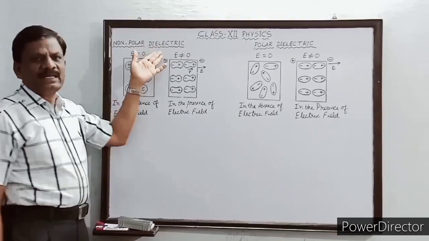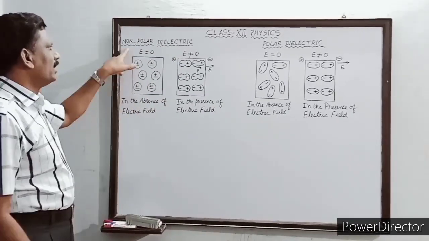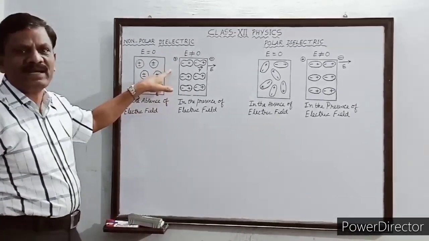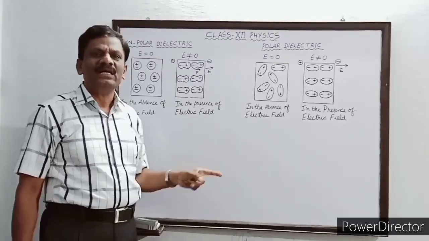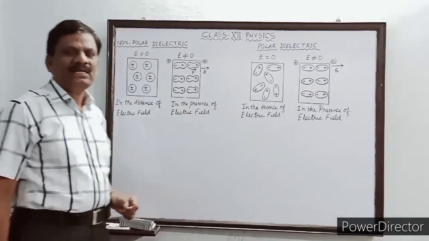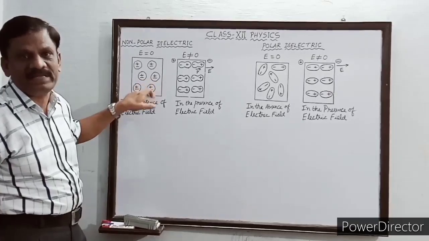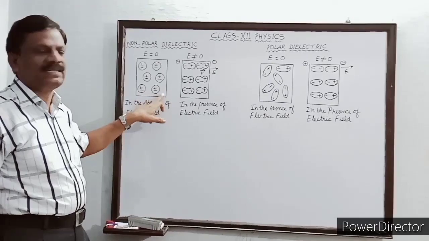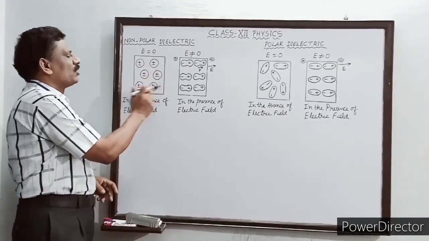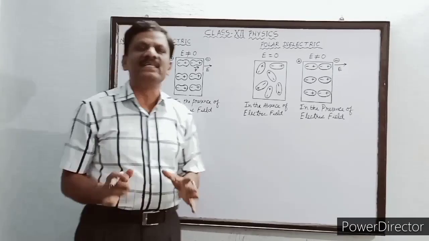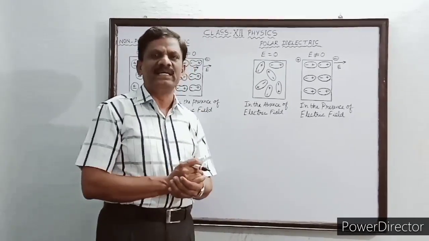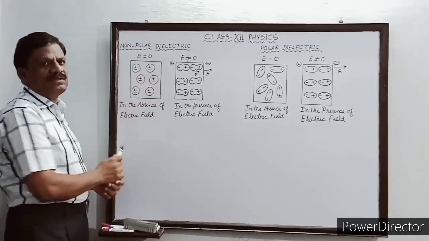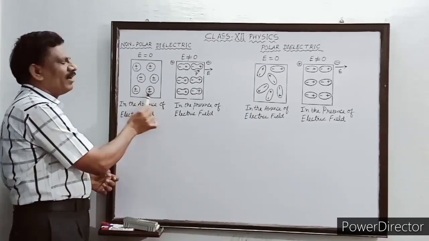A non-polar dielectric is made up of non-polar molecules. You can see here the first picture is a rectangular slab made up of a non-polar dielectric which consists of non-polar molecules. The shape of the non-polar molecules is spherical, and there is a uniform distribution of charges such that the centers of the positive and negative charges are coinciding at the same point. As a result, each molecule will not possess a dipole moment. See, in the absence of electric field, that is E equal to 0, there is no dipole moment for any molecule.